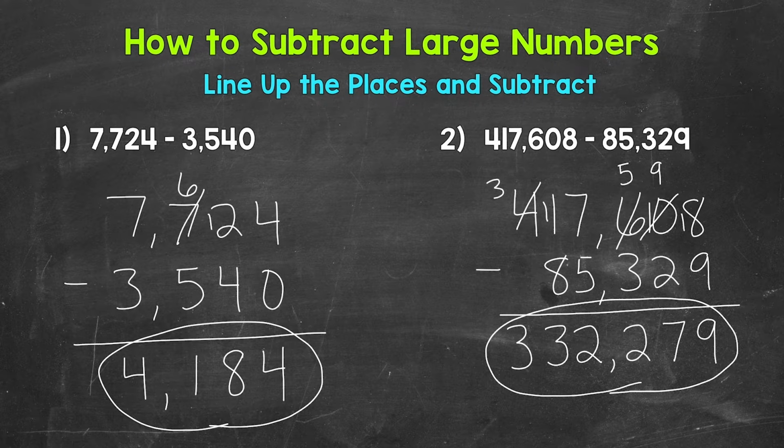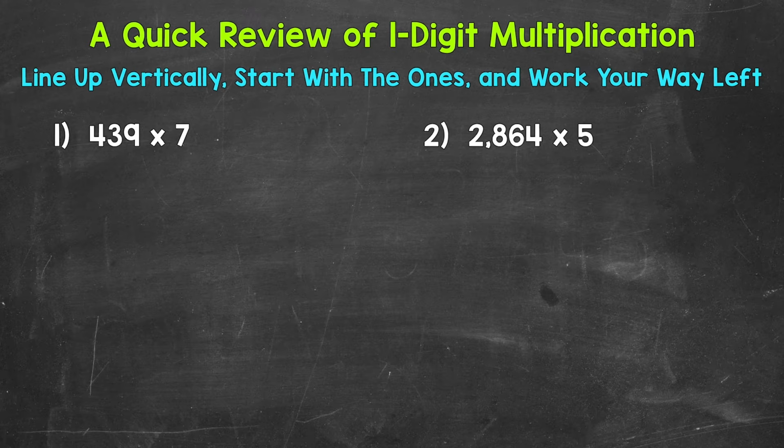Let's move on to multiplication. Here are our first examples for multiplication. We will take a look at multiplying by one-digit numbers, 2-digit numbers and 3-digit numbers. So we'll start with 1-digit numbers.